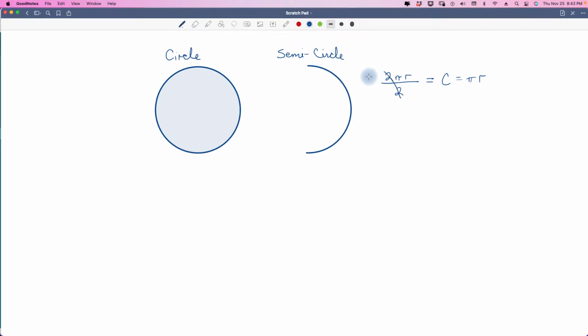For the area of a circle, we have pi r squared. But for a semicircle, because it's half of a circle, you would divide that by 2. And that would be your formula for the area of a semicircle.